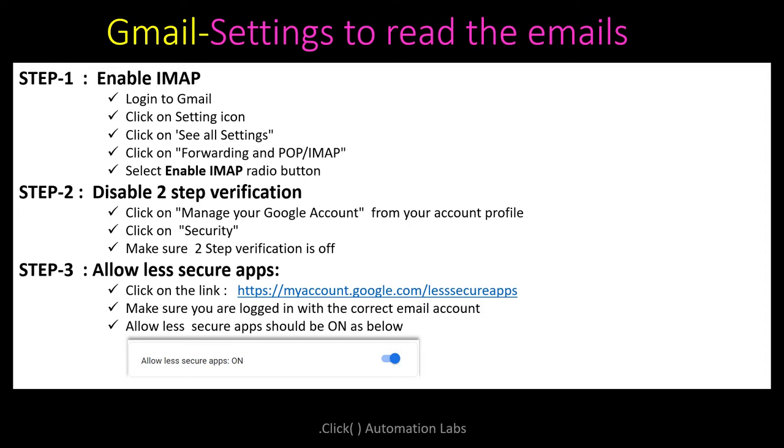To read any email from your Gmail box, these settings must be done. The first setting is that you need to enable the IMAP, and these are the steps. And you need to disable two-step verification. And there is a link called Allow Less Secure Apps. It should be on. Once you click on this, it automatically directs you to this particular page, and you can turn it on.